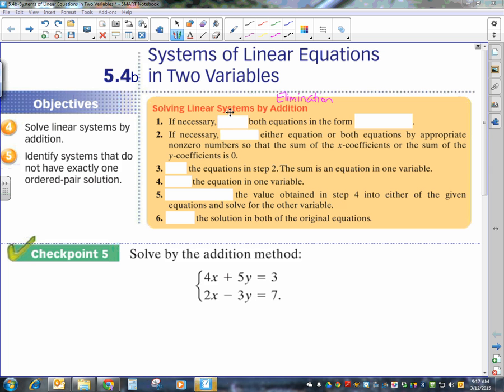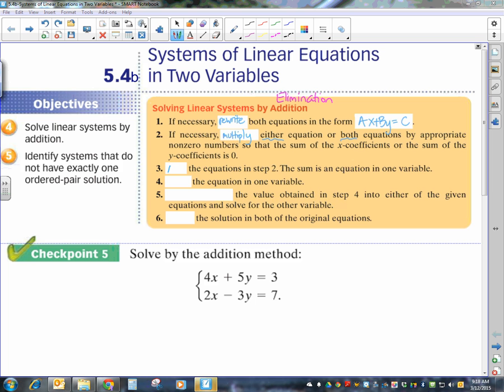But first off, if necessary, you want to rewrite both equations in the form ax plus by equals c. That's your standard form. Then second, if necessary, you might have to multiply either or both, so pay attention, that could be just one or two equations, by a certain number so that the sum of the coefficients equals 0. And like I said, you'll see as I go through the example.